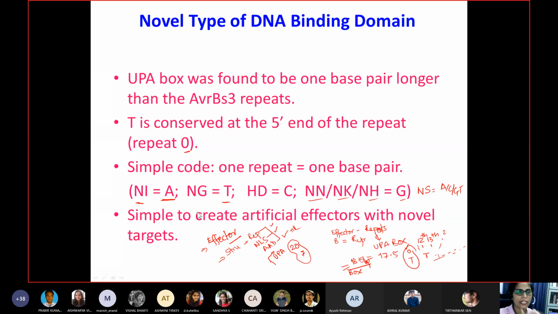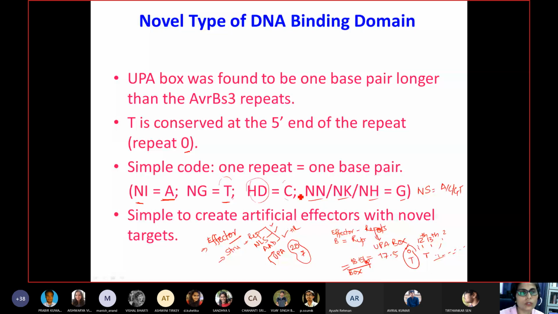And the binding is very simple because you have these repeat sequences, and the repeat sequences in the effector define the specificity of binding, because the 12th and 13th amino acids in the repeats define the one-to-one base pair contacts. For example, if it is Ni in the 12th and 13th position, it will only bind to adenine, and if it is Ng, it will only bind to thymine, and if it is HD, it will only bind to cytosine, and so on.